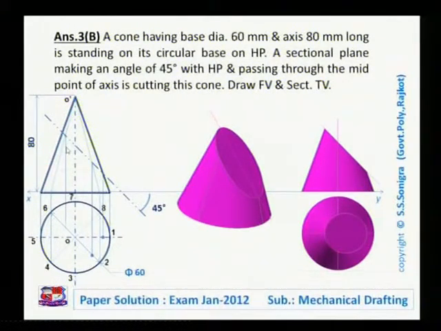Now from here, this is generator O4. The intersection point between O4 and the cutting plane is this point. From this point, draw a straight vertical line that will cut O4 at this point. Similarly over here, one point is here.